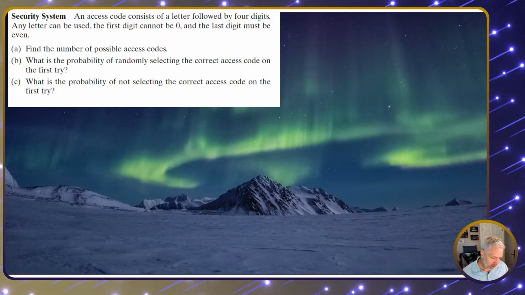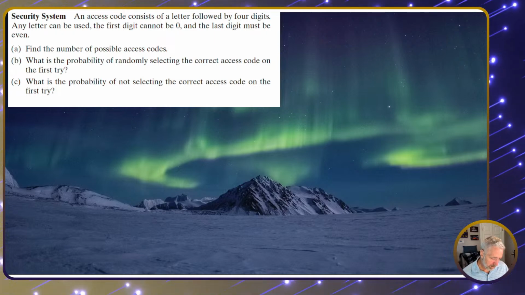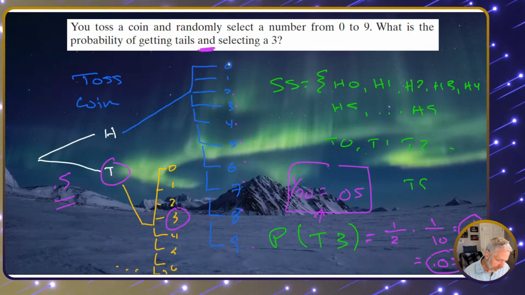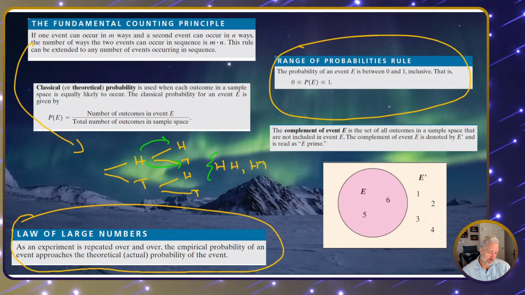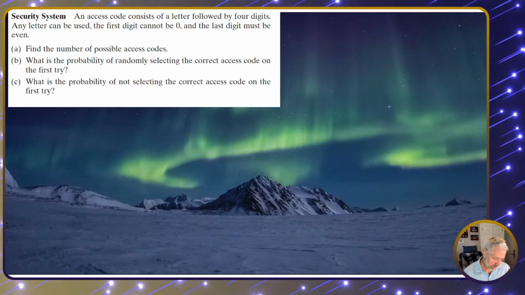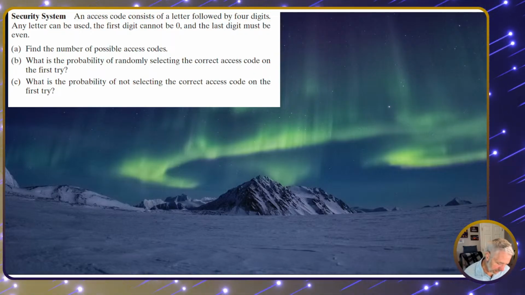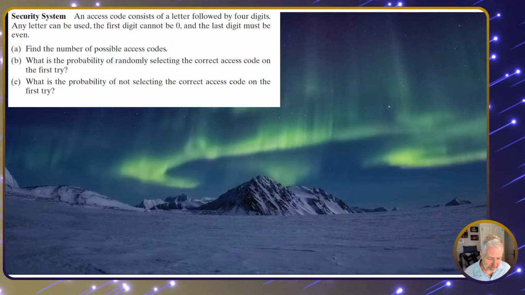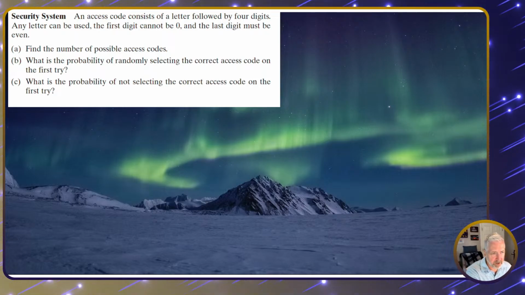Okay, let's talk about a security system. And now we're talking about, if you go back, so I can go back, yeah. The fundamental counting principle. And we're talking about, in this security system, if you remember, easiest way to look at this. An access code consists of a letter followed by 4 digits.